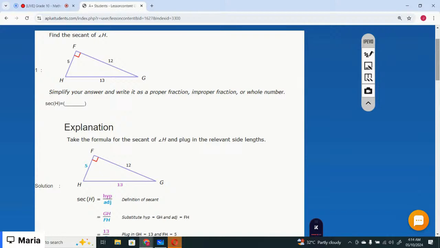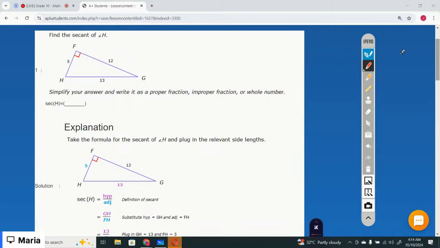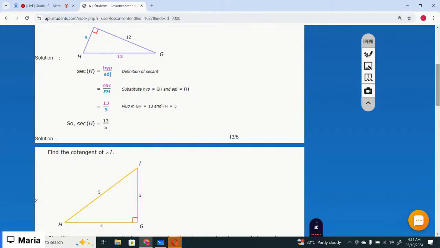Secant of angle h is the opposite of cosine, right? Here is angle h. Cos of angle h is adjacent over hypotenuse. So secant is hypotenuse divided by adjacent. From angle H, hypotenuse is 13 and adjacent is 5. So that is 13 over 5. Got it?